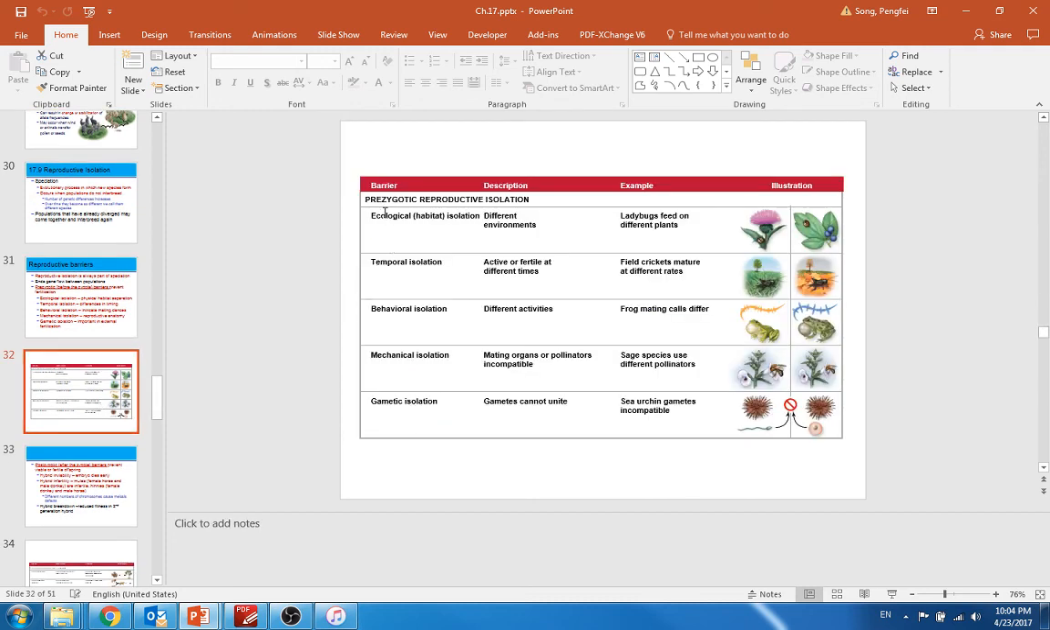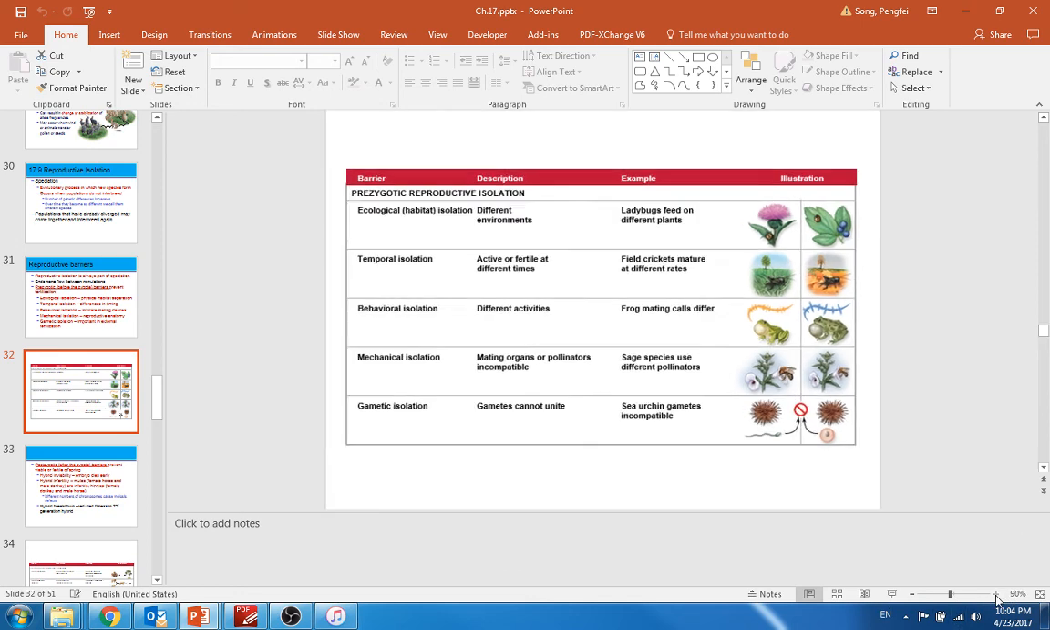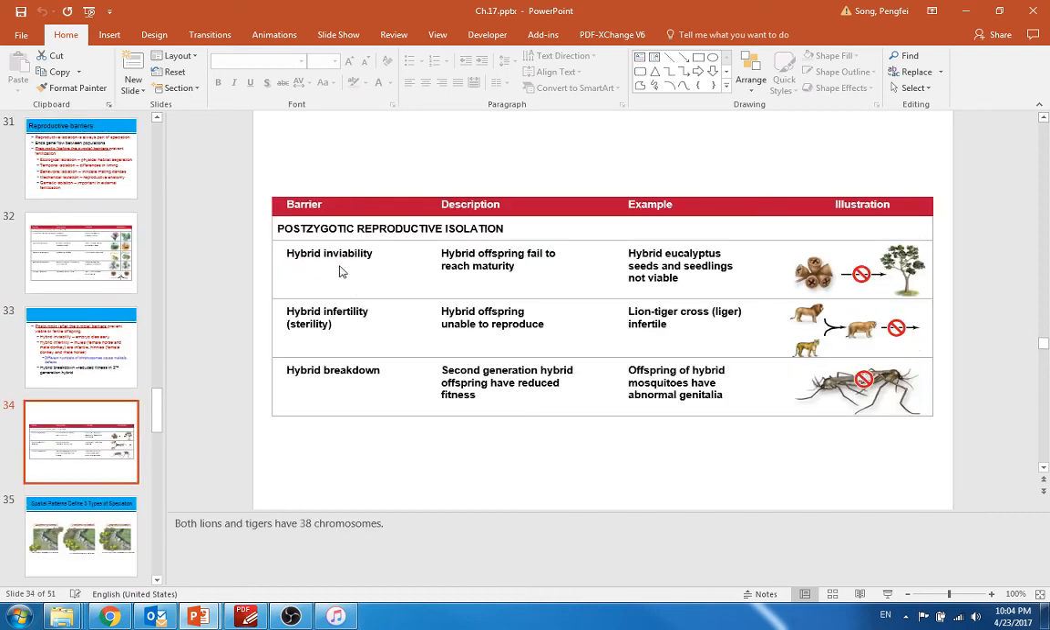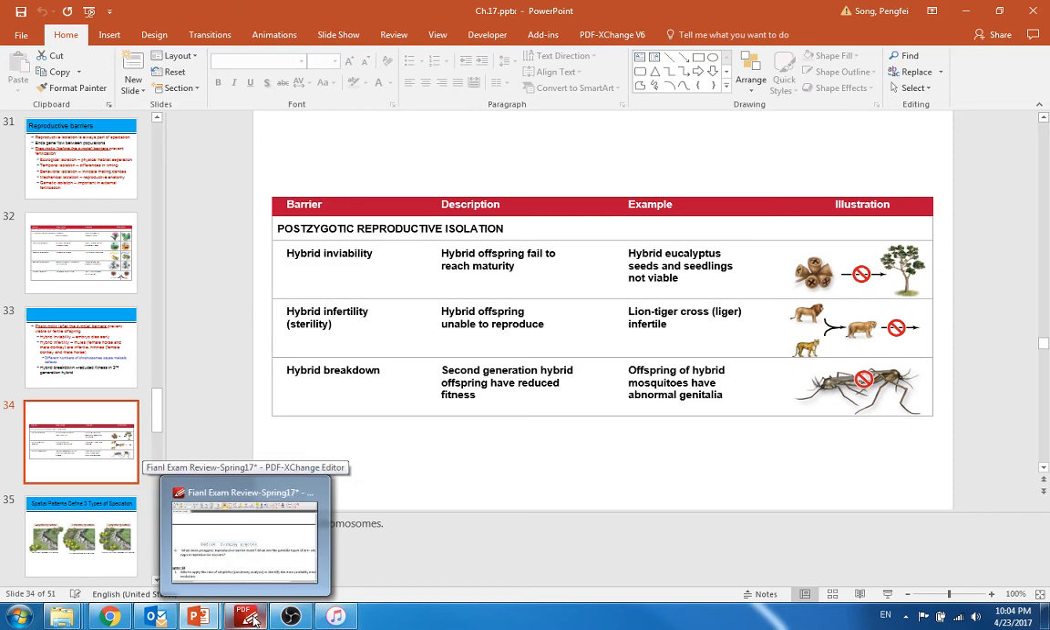Make sure that you go back to that slide where you see those examples. Post-zygotic reproductive barriers have 3 different types. The first one is hybrid inviability. Second one is hybrid infertility, and the last one is hybrid breakdown. So again, refer to that slide where you can see the pictures.